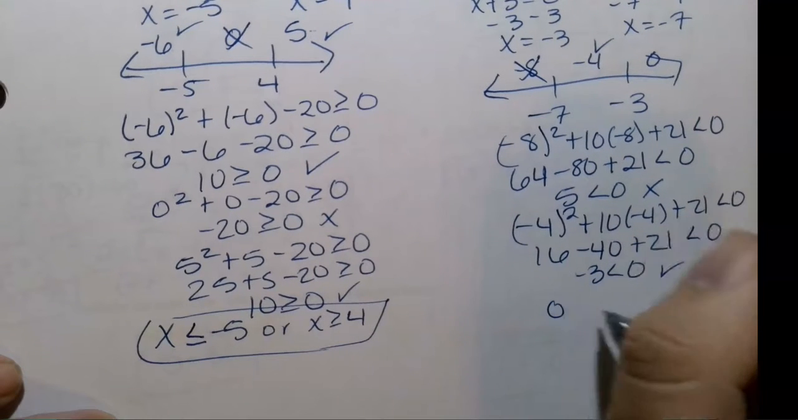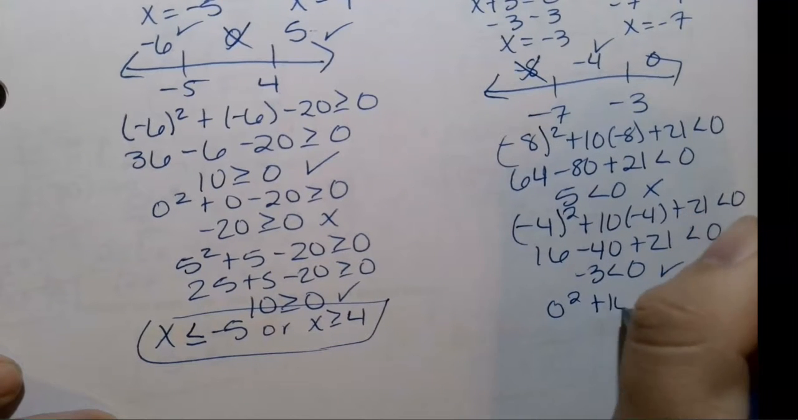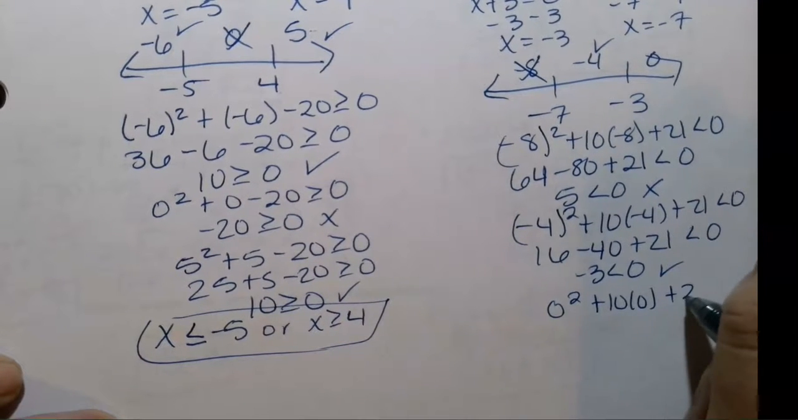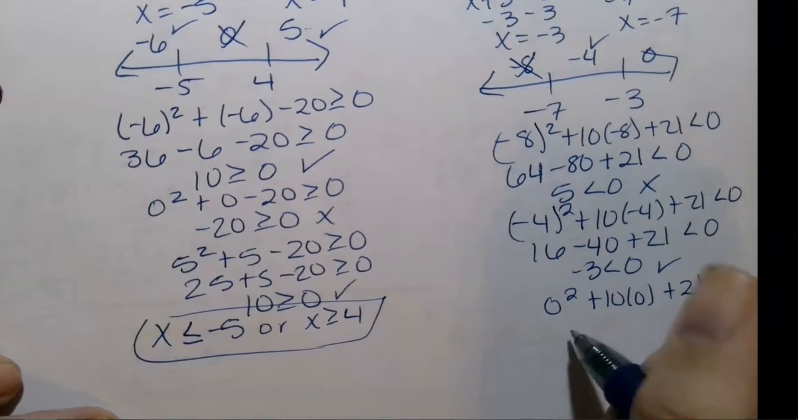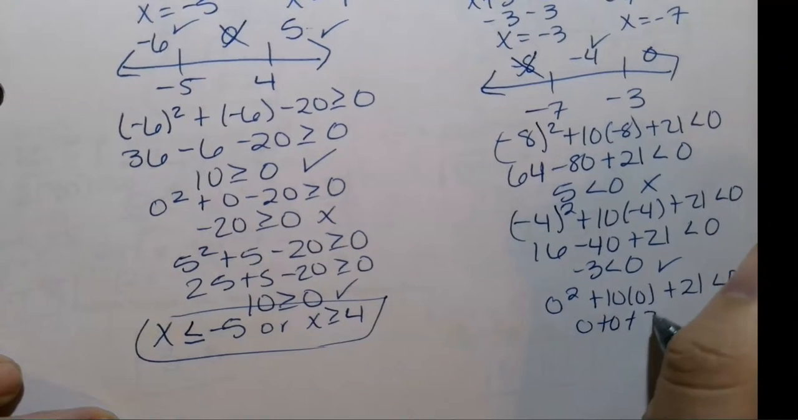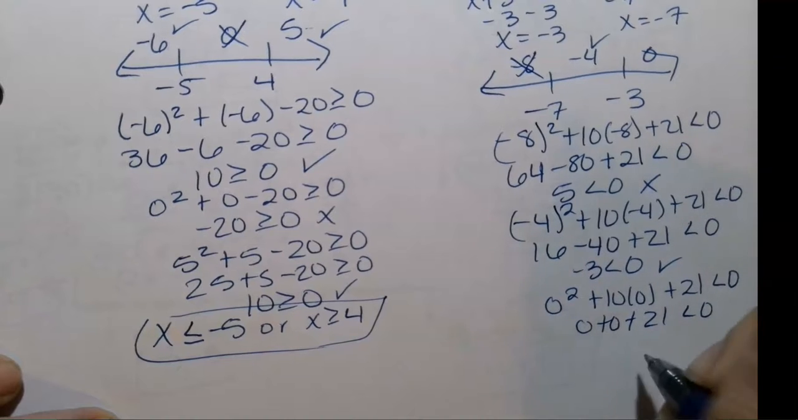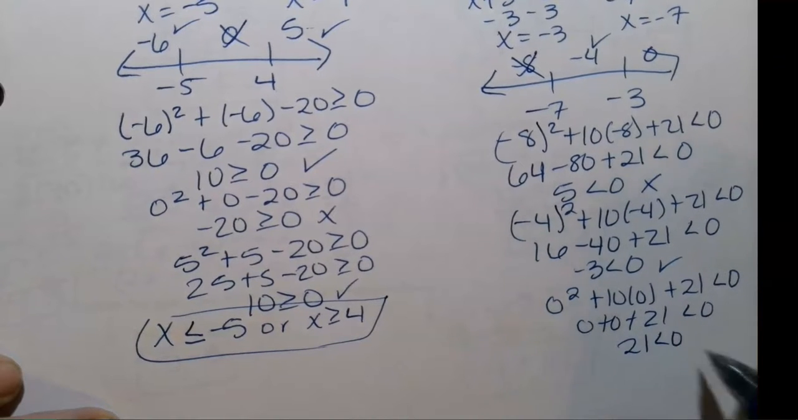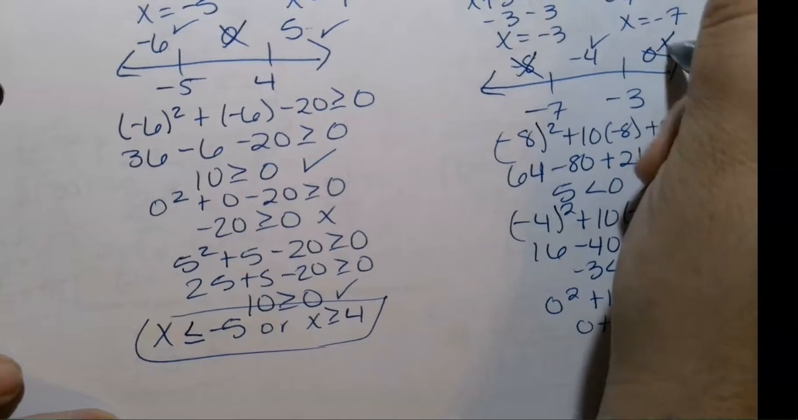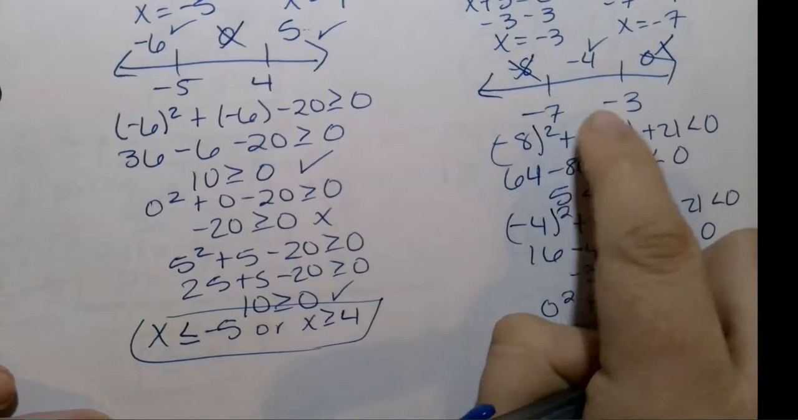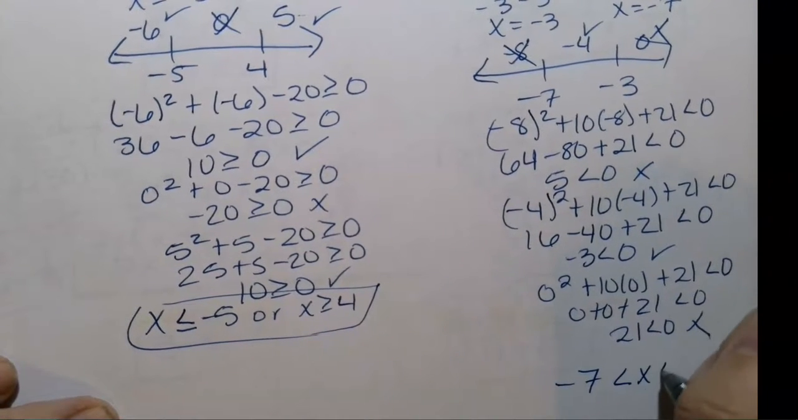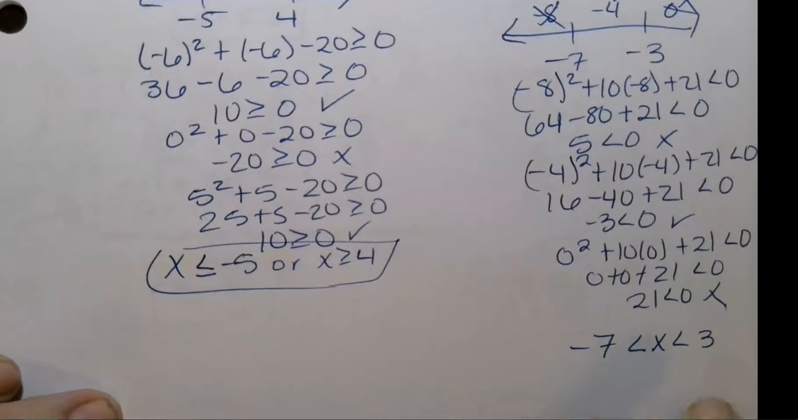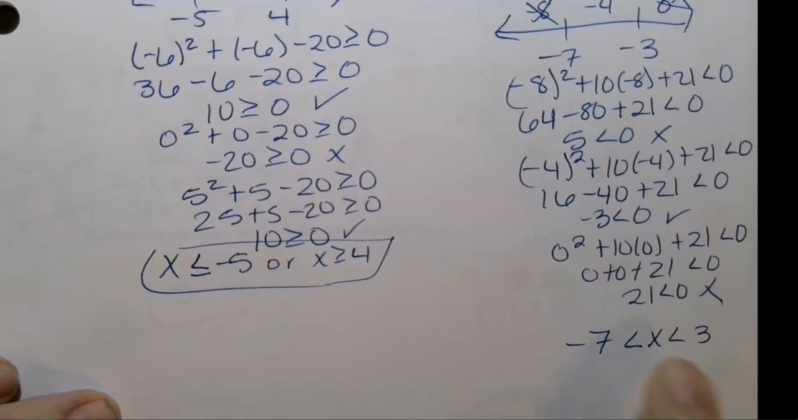And then I'm going to plug in 0. So I have 0 squared plus 10 times 0 plus 21, less than 0. That gives me 0 plus 21, less than 0. So it's saying 21 is less than 0. That's not true. So because the true part is in between my two numbers, I write my two numbers with less than x, less than -3. So the two numbers are on the outside, and the x is in between them.